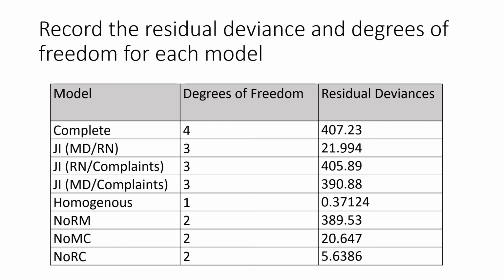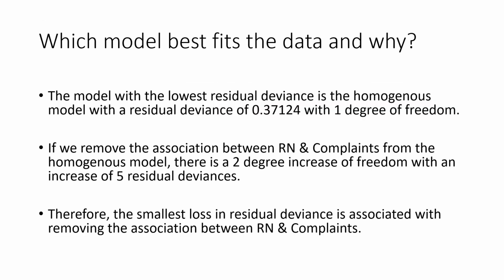So what we do first is to record the residual deviance and degrees of freedom for every model that we did in R. This includes the complete, the 3 joint independence, and the 3 homogeneous models. The model with the lowest residual deviance is the homogeneous model, with a residual deviance of 0.37124 and 1 degree of freedom.